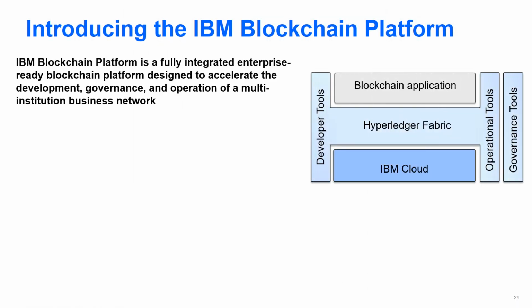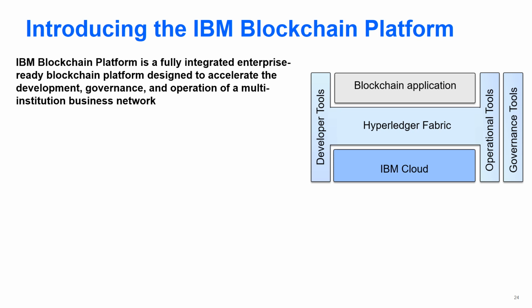Let's talk about a more complete blockchain platform which provides almost everything that an enterprise application needs. IBM provides a blockchain service on top of IBM Cloud. IBM Cloud provides the blockchain service, which is a fully integrated, enterprise-ready blockchain platform, designed to accelerate the development, governance, and of course the operation of a multi-institution business network. When I say multi-institution, I mean that you can have multiple parties joining the business network at different points in time. So you can provision that.